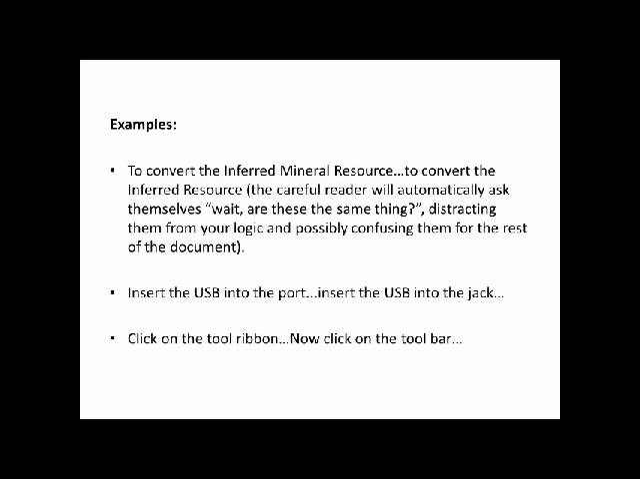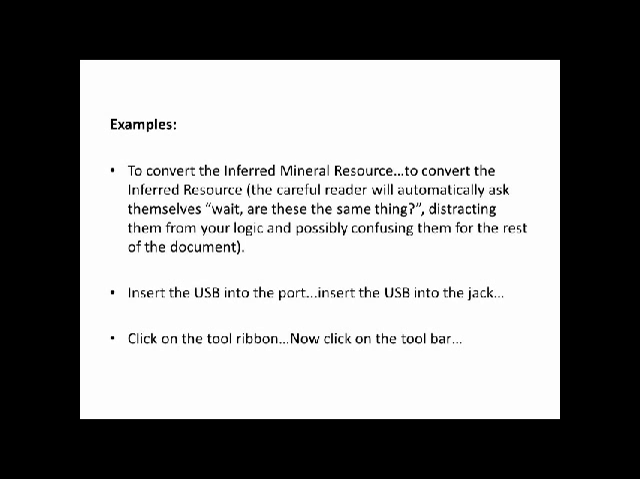So this was from a software manual. Insert the USB into the port, and then later on, insert the USB into the jack. For an uninformed reader, those things might mean the same to the person writing this manual, but it could confuse the person reading it, because they're going to stop and say, oh, jack, hang on, I know where the port is, where's the jack?